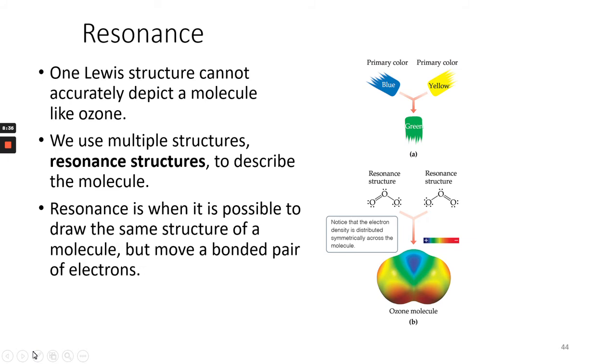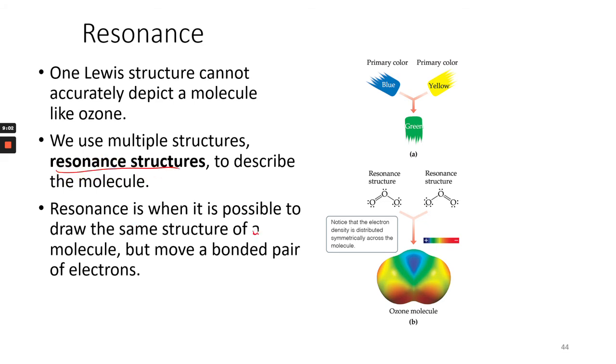Now there's something called resonance, and you might remember this from chemistry your sophomore year. That's when you could draw more than one Lewis structure that could depict the structure, where not one of them is correct, but the combination of both of them is correct. So here you could use multiple structures called resonance structures to describe a molecule.